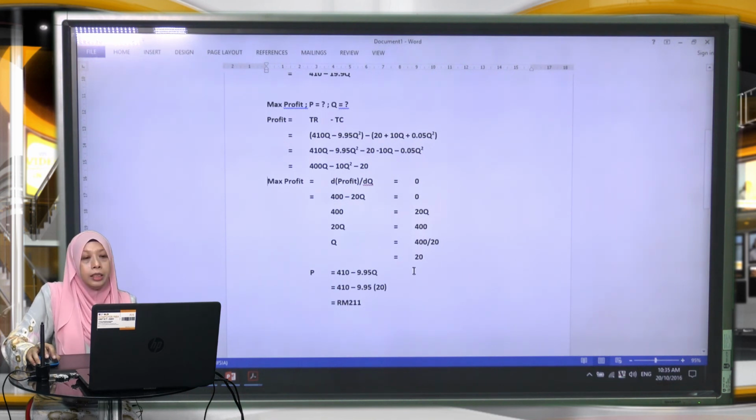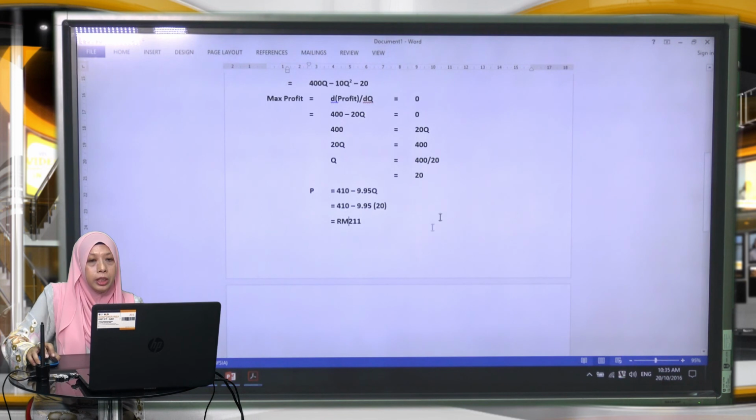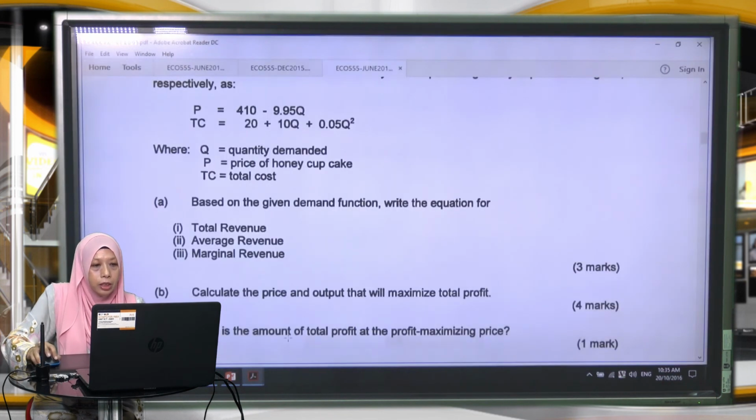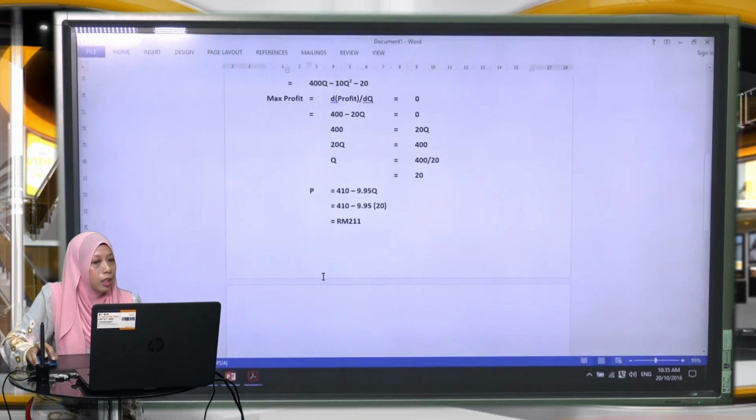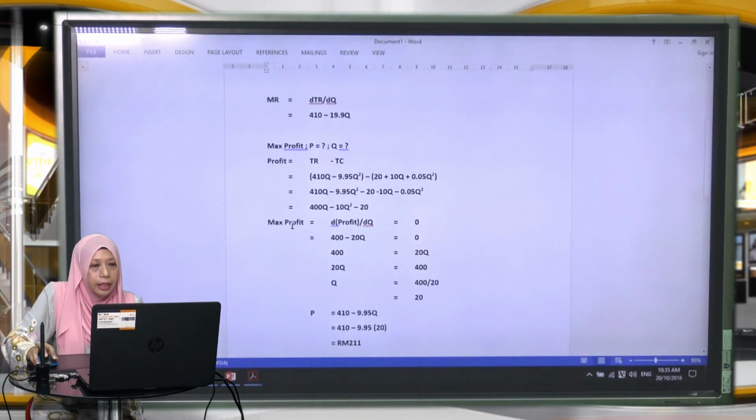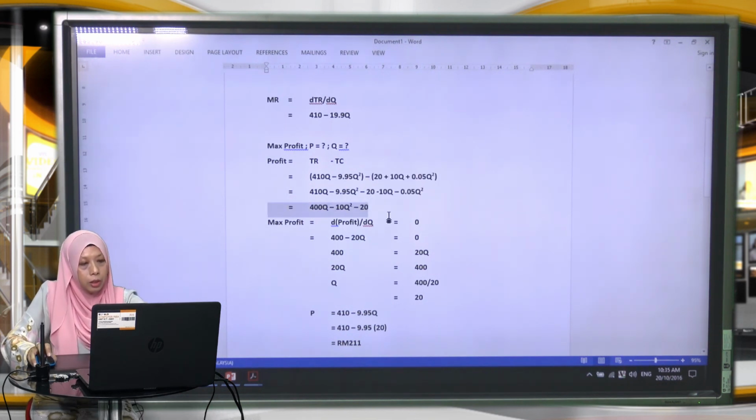Now the final thing that you need to do for this question is that you are required to find the amount of the maximum profit. So what is the amount of total profit at the profit maximizing price? In other words, you are required to find the value of maximum profit. So how are we going to do this? You have already derived the profit function. That's your profit function.